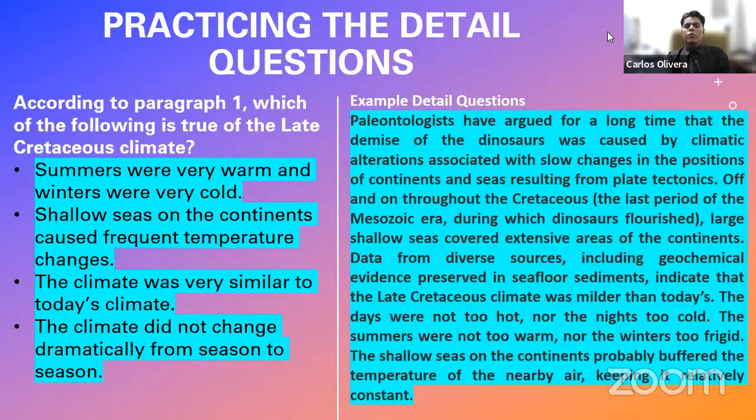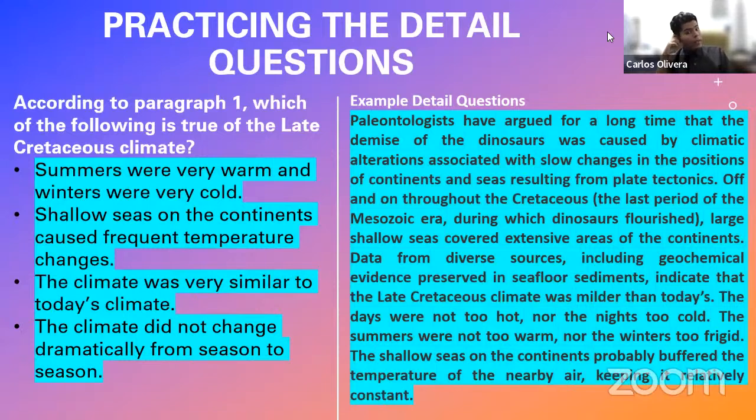What other option could you discard? In this case, you could discard that summers were very warm and winters very cold. As I repeat, this is a contradiction, because if you read about it, the Cretaceous climate had the characteristic that summers were not too warm nor winters too frigid. You are going to know that by reading the paragraph, right?